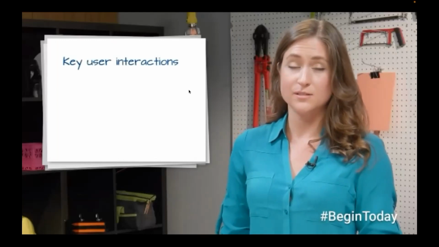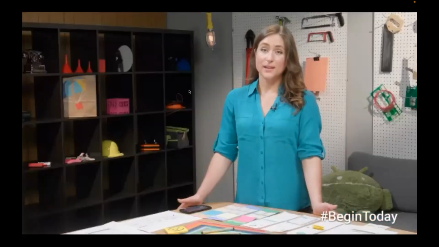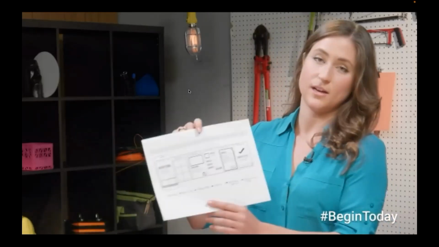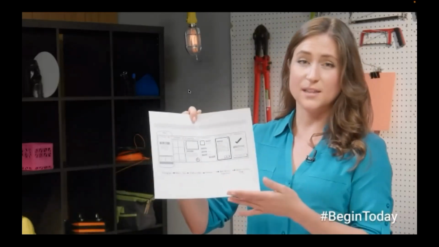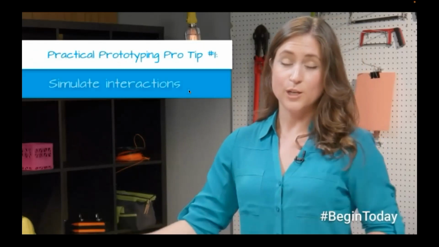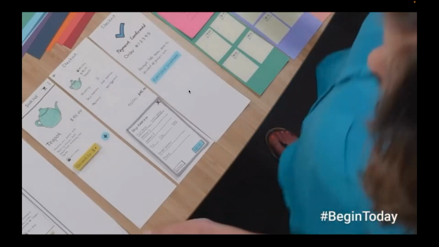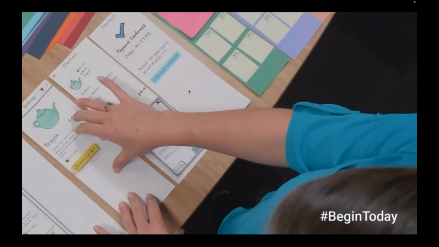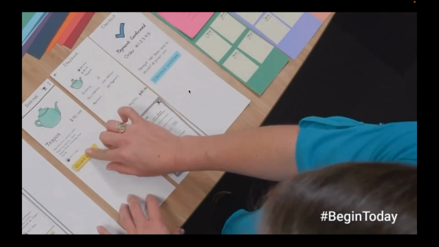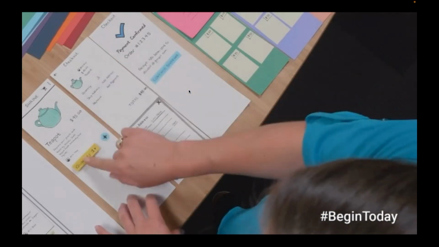Today I'll cover how paper prototyping can help you think through key user interactions, use color more purposefully, and visualize elevation and shadows. And let me give you some practical paper prototyping pro tips. As you can see with the sketch that Miriam created, it's easy to visualize the user flow, but it's a little bit more difficult to understand the user interactions between the screens. You can use your paper prototype to simulate interactions. For example, if we look over here, I've pre-created some paper prototypes, and we can explore what happens when I click on an individual button. Here we have the floating action button or the quantity, and we can actually have it drop down.